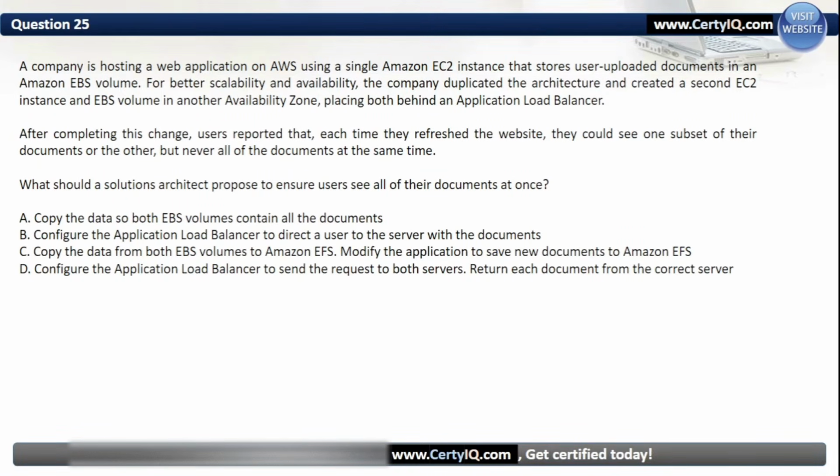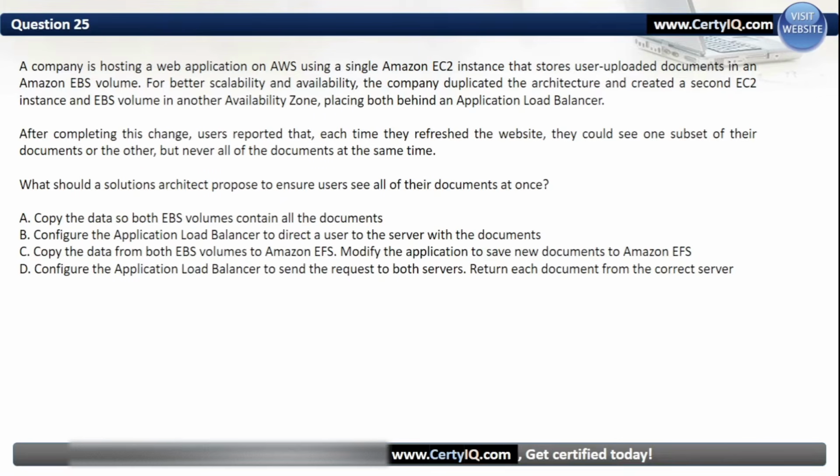Our options are: A. Copy the data so both EBS volumes contain all the documents. B. Configure the Application Load Balancer to direct a user to the server with the documents. C. Copy the data from both EBS volumes to Amazon EFS.